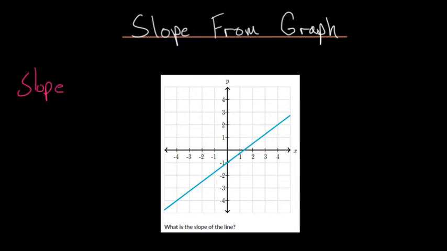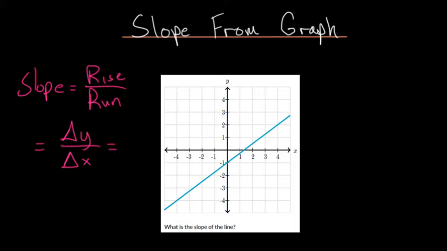So the slope of the line is defined as how much the line rises divided by how much it runs. Or in other words, it's the change in the y values. This triangle here, this Greek letter delta, just means change in. So the change in the y values divided by the change in the x values. So essentially, how much does it go up? And then we're going to divide it by how much it goes over.